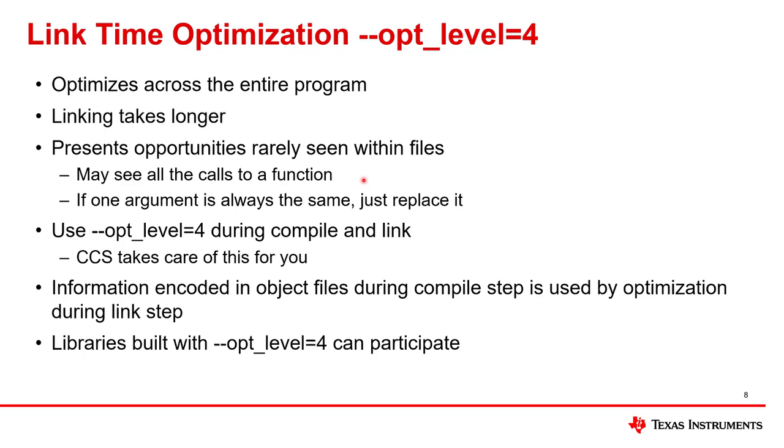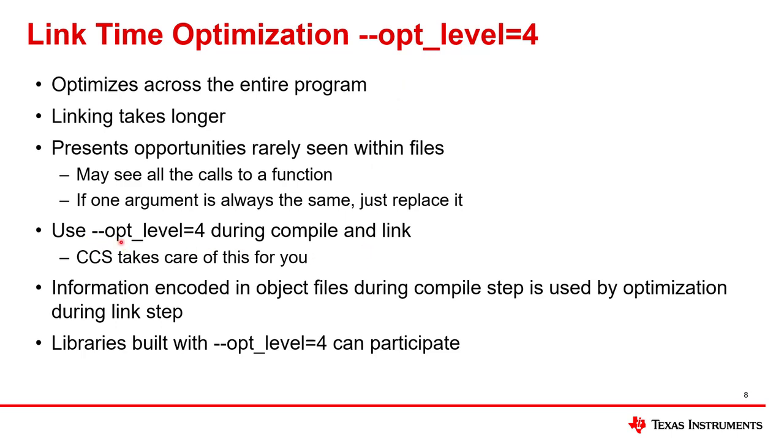Say it's 256, right? Well, under O4, opt level 4, the compiler can see this situation. It knows it's seeing all the calls to this function, and it's always 256 for that second argument, and it'll just replace it. It won't pass it anymore. It'll just replace it, and then inside that function, 256 replaces all those arguments, and then further optimization happens, and so on and so on. So this is the kind of thing that can be a big win for you with opt level 4.